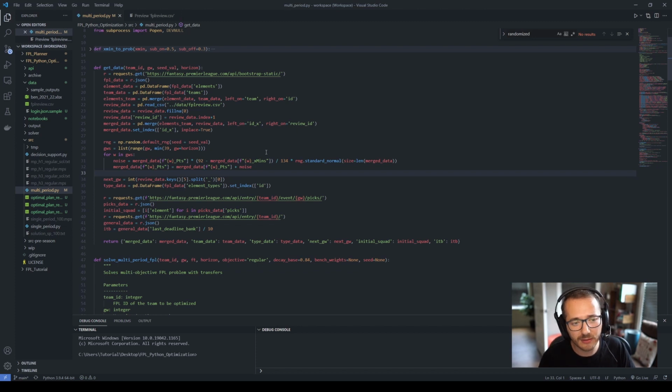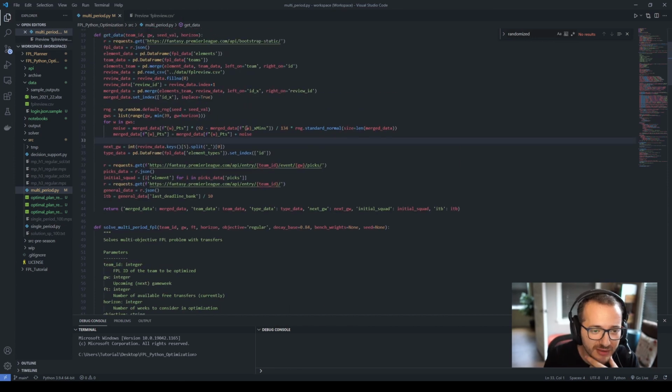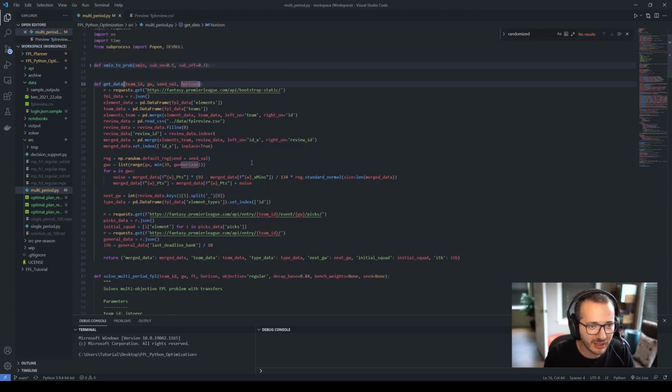So we will actually try to solve this problem without any noise first. So what I will do is, and also I think it makes sense to make this operation optional, because currently the get data function is just adding random noise every time we try to solve, but it's better to have an option to turn it off.